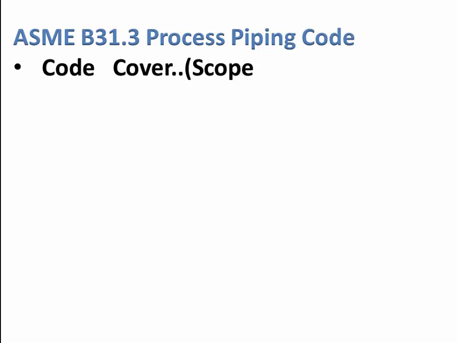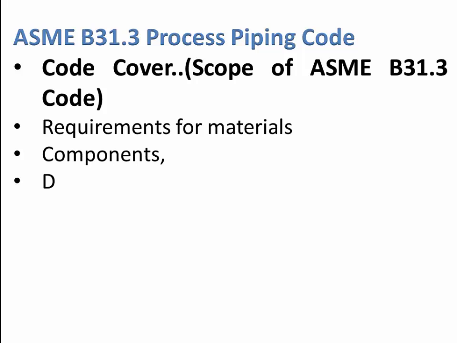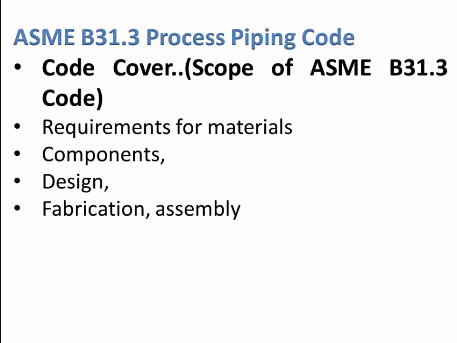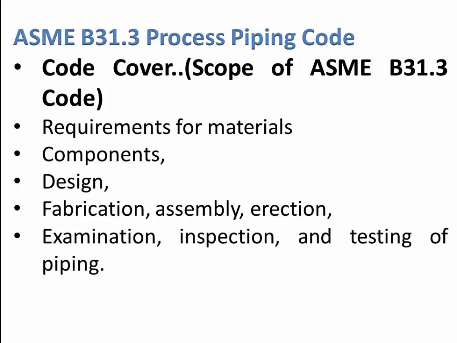ASME B31.3 Process Piping Code cover. Scope of ASME B31.3 Code: requirements for materials, components, design, fabrication, assembly, erection, examination, inspection, and testing of piping.